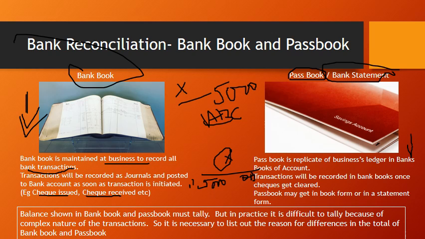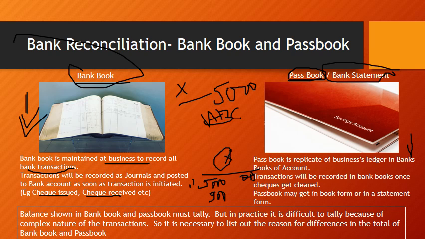If any charges are levied by the bank, they debit, say, 500 rupees as bank charges, and then we need to record the same thing in our bank book as bank charges. Always the bank book and the passbook should get matched.